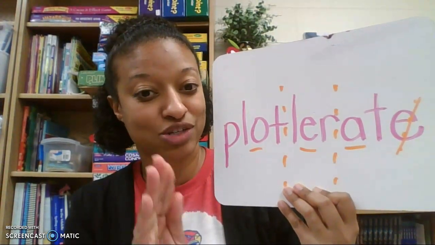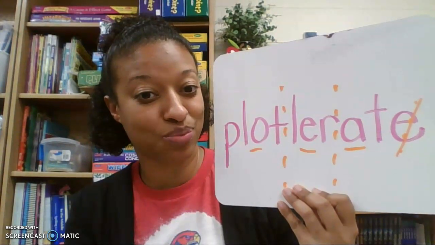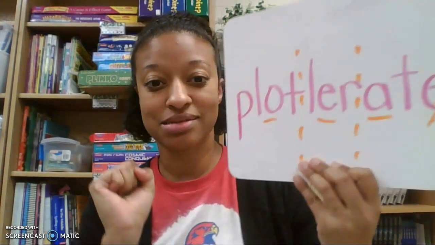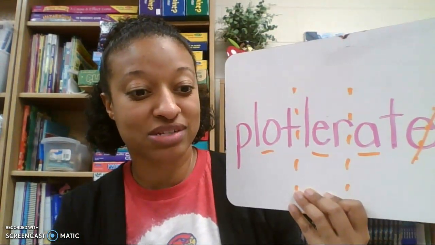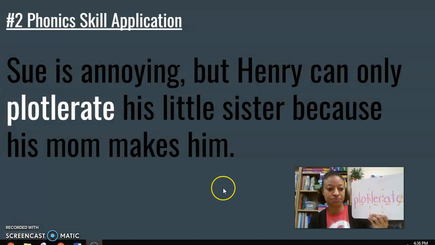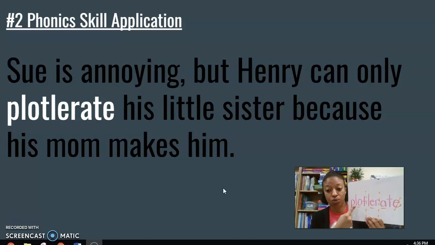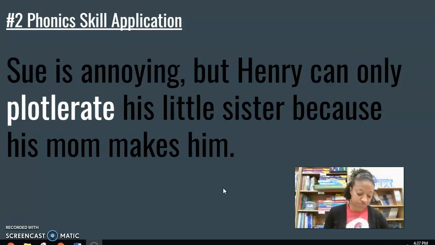Now that we know what our word is, let's see if we can figure out what it means. First of all, did you get your word correct before you broke it apart? If so, silent dance, because you're awesome. Let's go look at our word within our sentence now. Sue is annoying, but Henry can only plotlerate his little sister because his mom makes him. I would like you to write one word, a synonym for plotlerate, on your board. Pause the video, go for it.